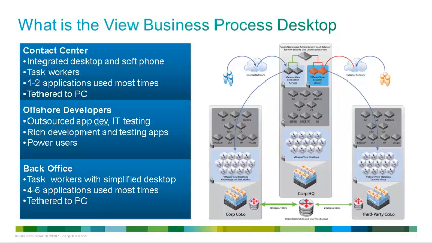This architecture primarily is built on three main use cases. One is the contact center, which offers a task worker environment where the task worker will have a soft phone and be able to run one or two applications. The second use case is offshore development. This is more like a power user profile where the developers or contractors are coming in, writing code, and are equipped with development tools. The third one is the back office. We're going back into the task work environment where you have 4 or 5 different applications. So the key thing to watch out for is that these three use cases provide the foundation for View Business Process Desktop. Let's look at these three use cases in detail.